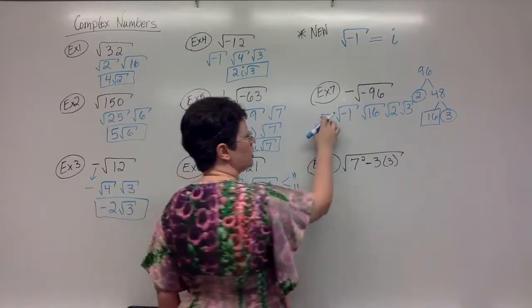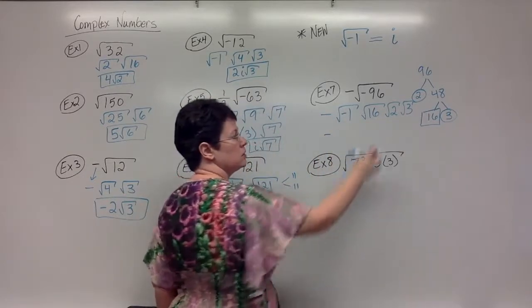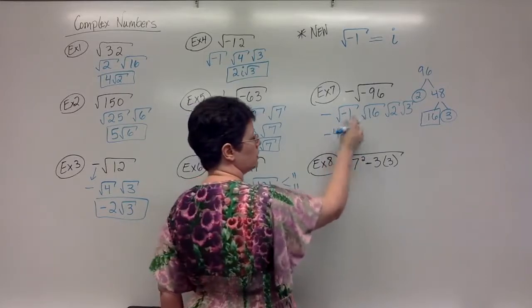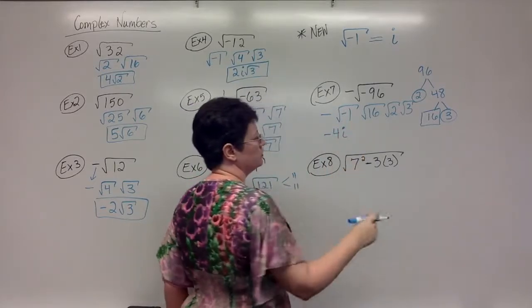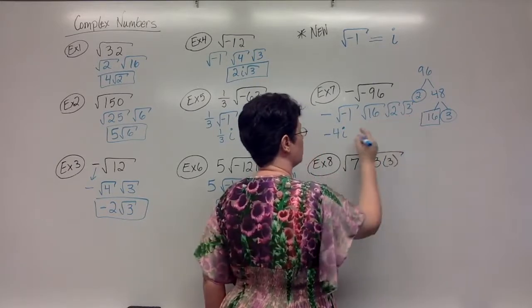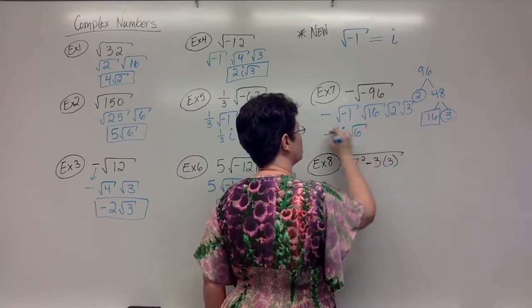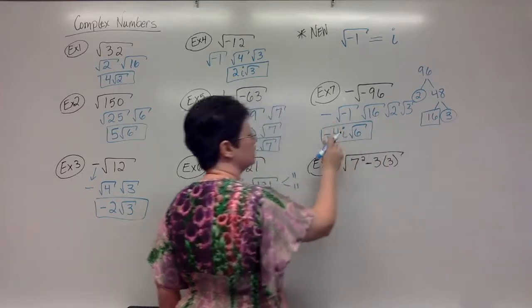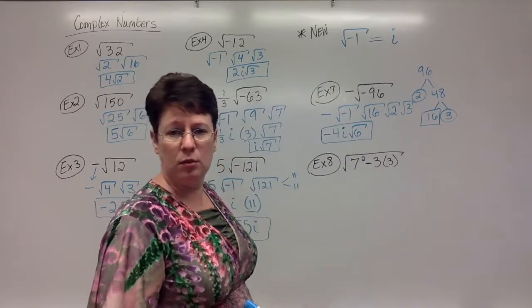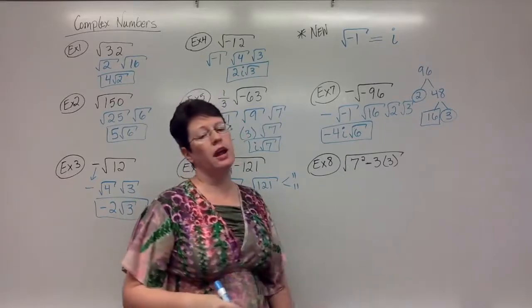Okay, still have the negative in front. Square root of 16 is 4. Square root of negative 1 is i. Can I take the square root of 2 and 3? No, so I'm going to multiply those back together. That gives me square root of 6. So I have negative 4i square root of 6. No biggie. Now number 8.